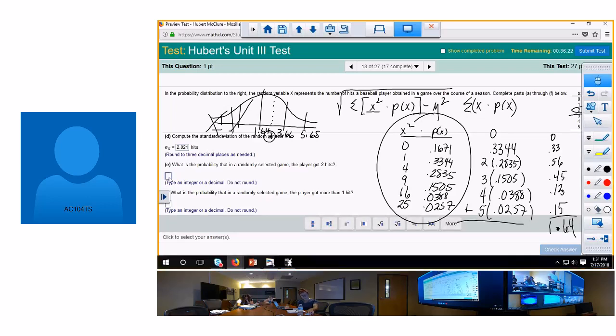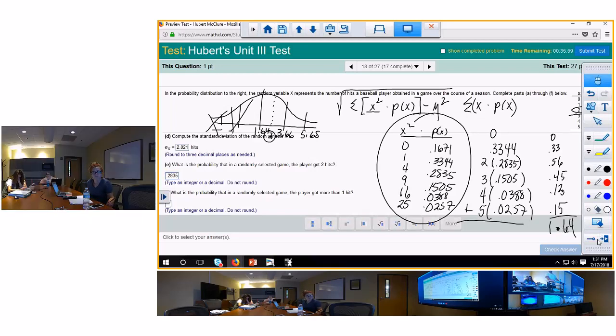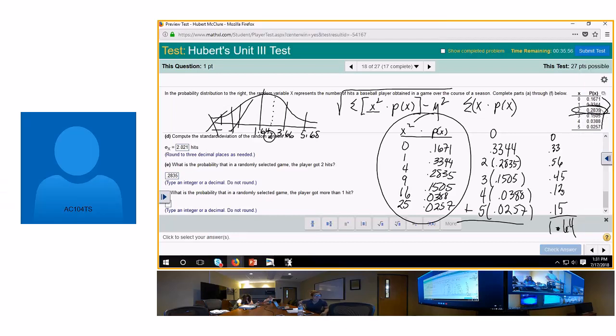Some of these questions. 0.2835 and more than 1 hit. Well, what's more than 1 hit mean? More than 1 hit means 2, 3, 4, 5. That's right, class. So more than 1 hit would be 0.2835 plus 0.1505 plus 0.0388 plus 0.0257. Add those 4 up for me.